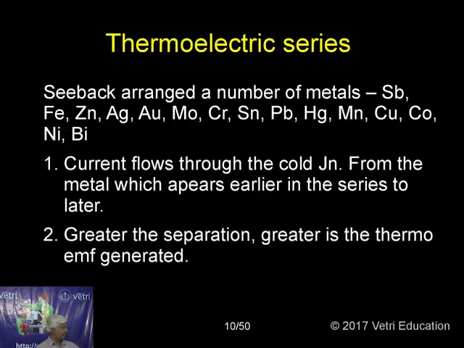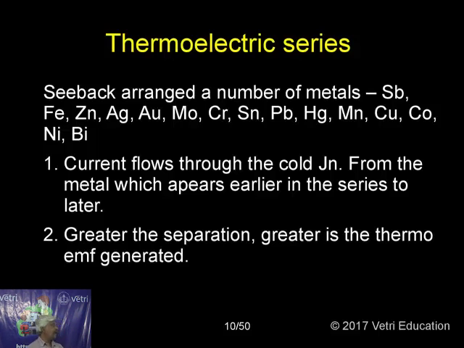As another example, take copper and iron. Iron appears first and copper later, so the current always flows from iron to copper. That is the understanding: current flows through the cold junction from the metal which appears earlier in the series to the later one. Be careful: the arrow is drawn only at the cold junction, from the metal that appears first to the metal that appears next.